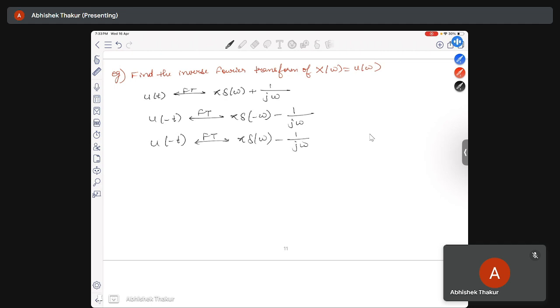Now from duality, we can find the Fourier transform of pi delta(t) minus 1 by jt. What will it be? It will be 2 pi x(-omega), that is 2 pi u(omega).